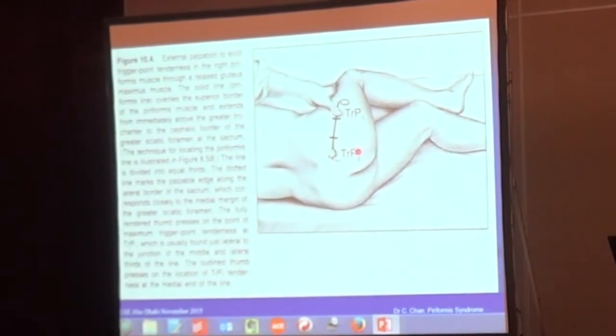In the lateral position, that's a diagram in the left lateral position with fingers identifying the trigger points in the middle third. This is what it looks like in real life.